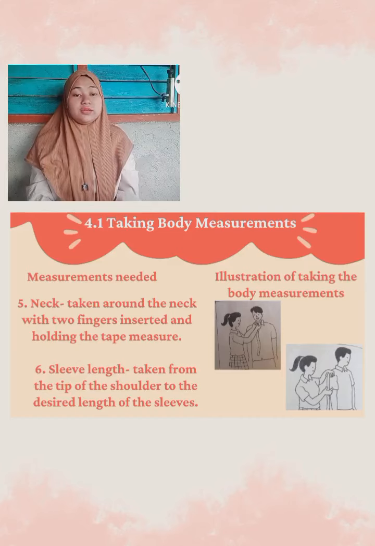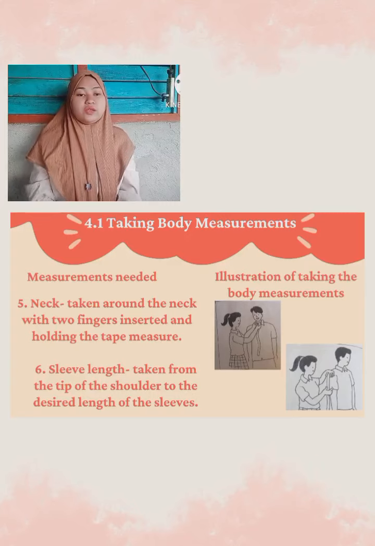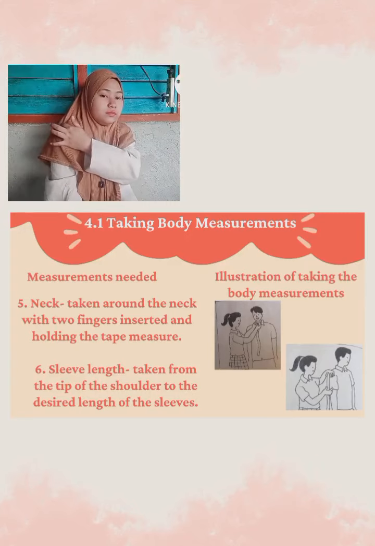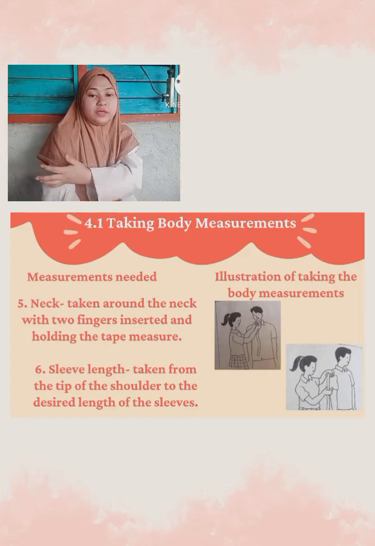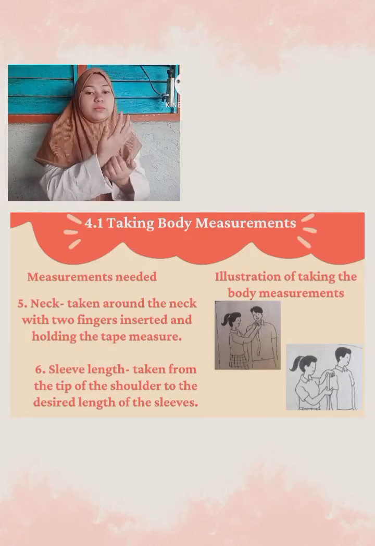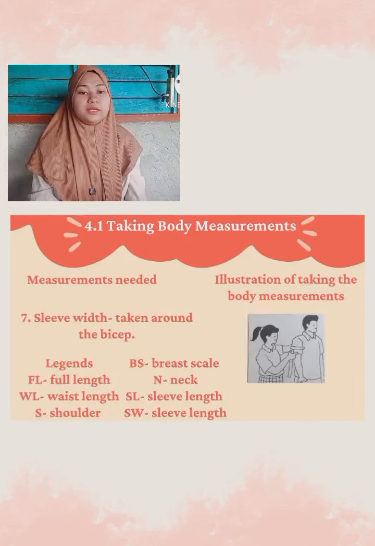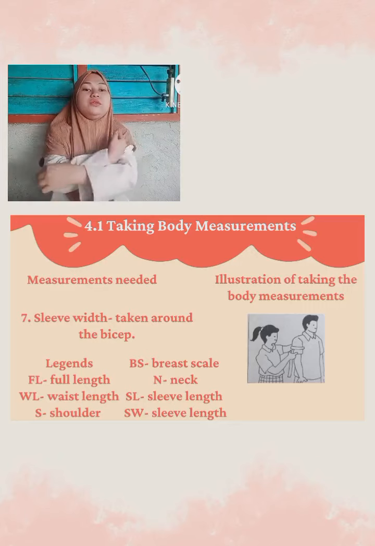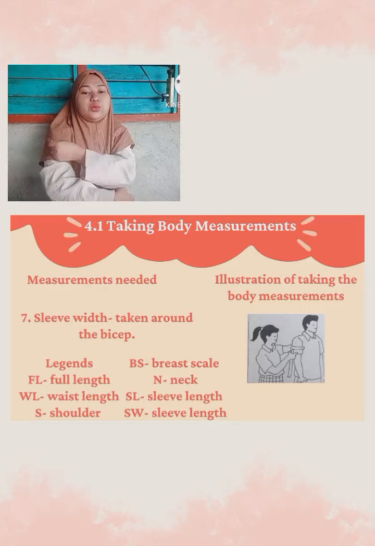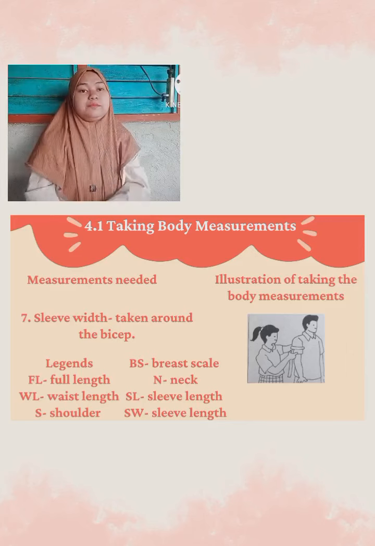Then the sleeve length, taken from the tip of the shoulder to the desired length of the sleeve. The sleeve length will depend on what you want. If you want 3/4, then here; if you want a full sleeve, then up to here. So next is the sleeve width, which is taken around the bicep. So here the measuring tape, you round it up here, then two fingers also. Then this is the bicep.